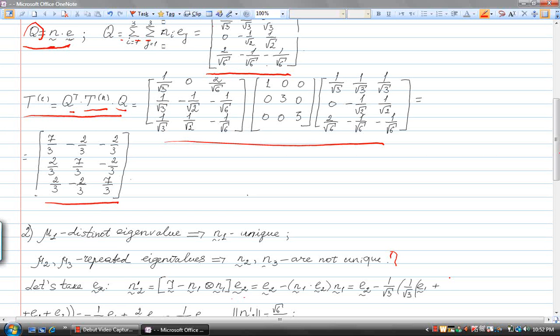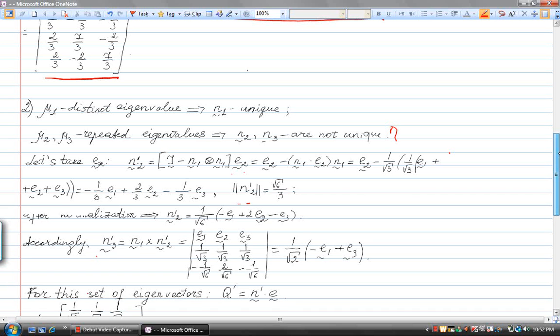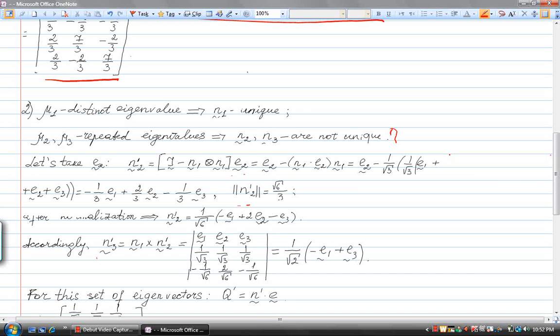Now we are done with the first part of the problem. We already found T in E basis. Now we want to show that the eigenvectors for this tensor that has repeated eigenvalues are not unique. To start with, we need to choose the first eigenvector. We will choose the same n1 as in the first part. Then we will try to choose two different eigenvectors, n2 and n3. We will call them this time n2 prime and n3 prime, that are orthogonal to n1 and they are unit vectors.